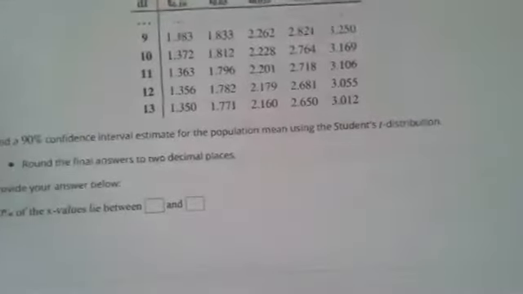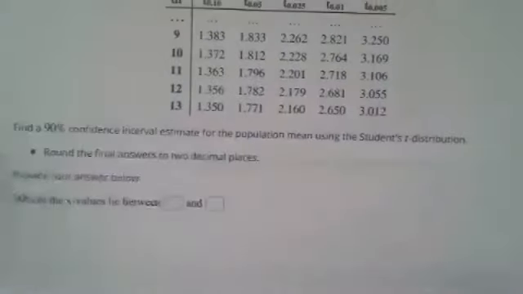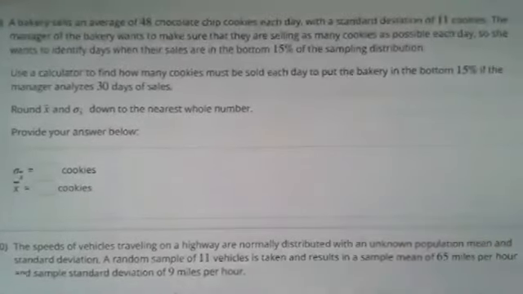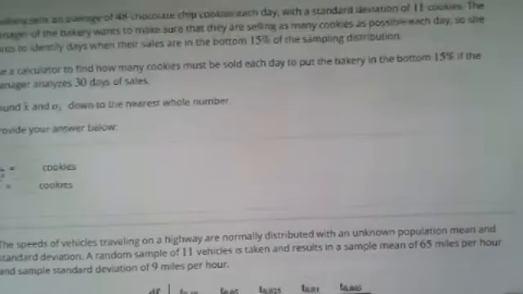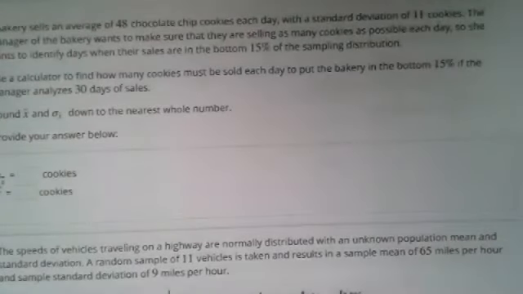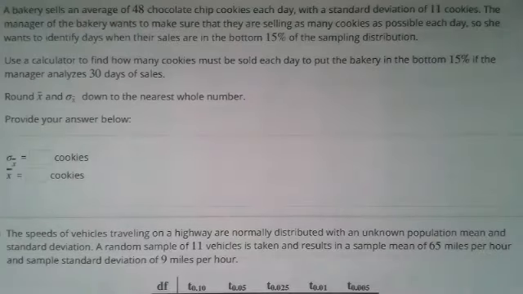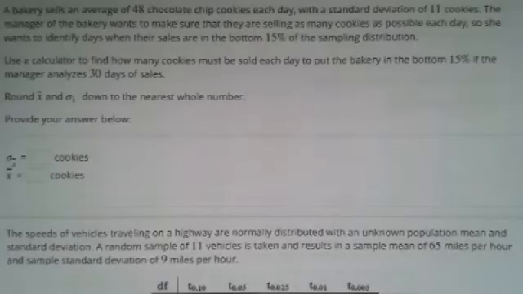Okay, and then I hopefully will finish on time. 39, a bakery sells an average of 48 chocolate chip cookies with a standard deviation of 11 cookies. So the manager of the bakery wants to make sure that they're selling as many cookies as possible each day. So she identifies when their sales are in the bottom 15%. Use a calculator to find out how many cookies must be sold each day to put the bakery in the bottom 15% if the manager analyzes 30 days of sales. So then we round, okay?